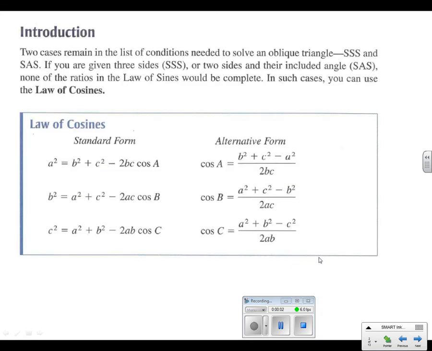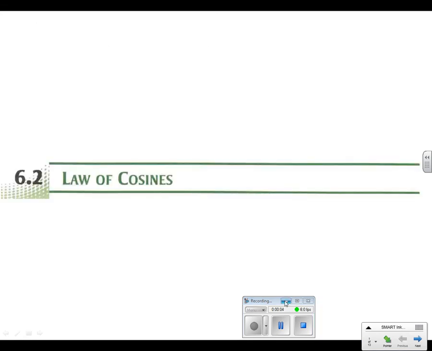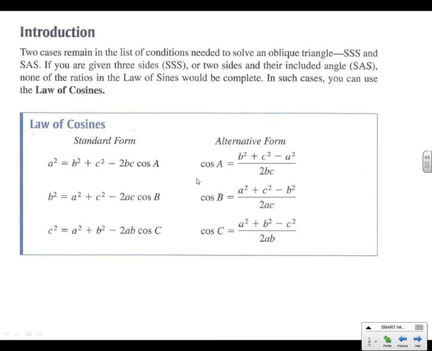Alright, so let's get started with 6.2, the law of cosines. 6.1 gave us the law of sines, 6.2 gives us the law of cosines. So here it is in three different forms, but what we're looking for here is, just remember the pattern: a squared, on the other side you've got b squared and c squared, minus 2bc cosine A.